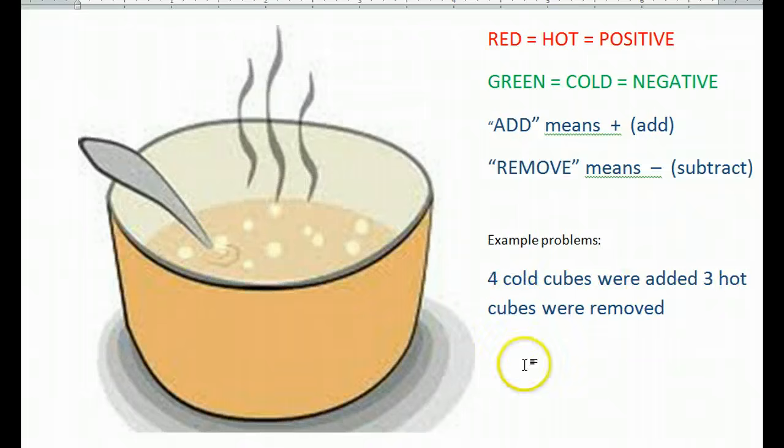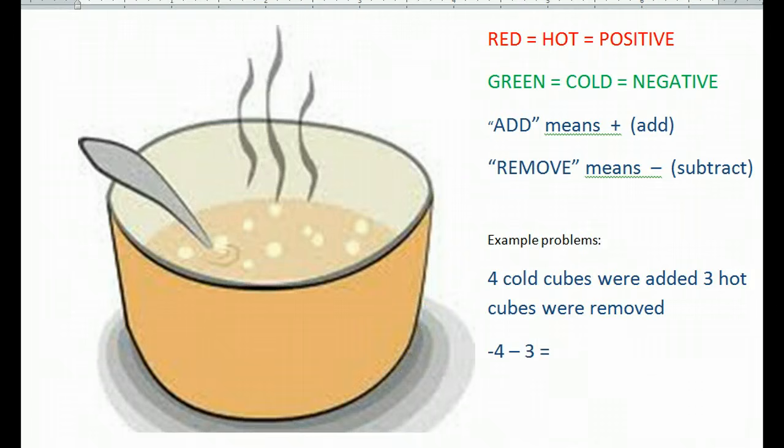One more example for you. 4 cold cubes were added. 3 hot cubes were removed. Okay, so 4 cold cubes, that must be negative 4. And 3 hot cubes were removed. Removed means subtract. So that's minus. They said 3 hot cubes were removed, so that's positive 3 equals what?